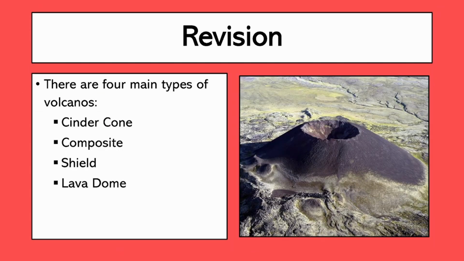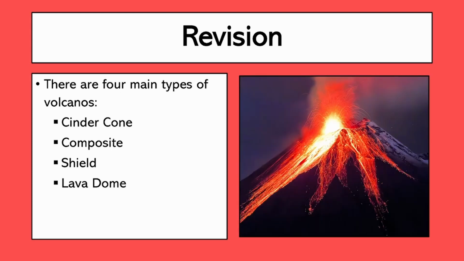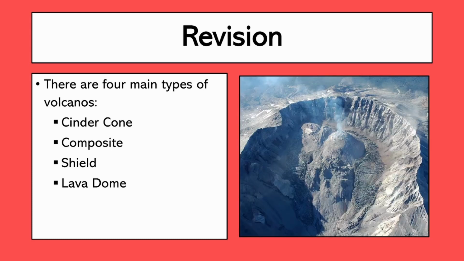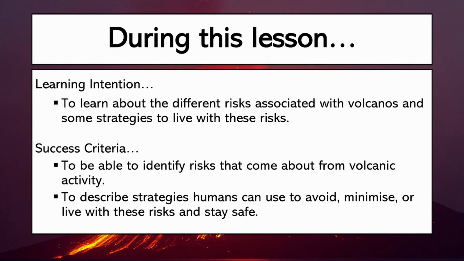And there are 4 main types of volcanoes. We start off with the cinder cone volcanoes, which is a volcano example we see on the right. We've also got composite or stratovolcanoes. We've then got shield volcanoes. These volcanoes tend to be quite flat. And we've also got lava dome volcanoes. Now you can revise these a little bit by referring back to lesson 3 last week with Mr. Bizet. But this is just prompting you to remember what those 4 types of volcanoes are.